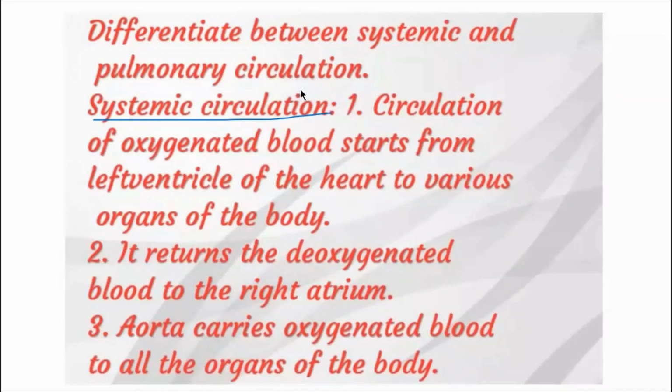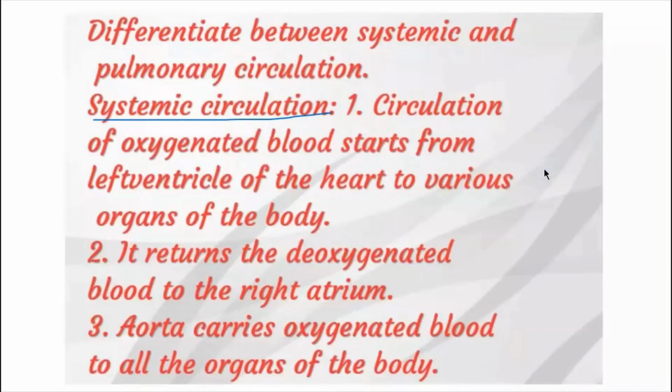This answer you should write in your notebook or you can mark it in your book itself. On page number 208, these types of blood circulation are given. You can mark it in the book or write it in the notebook. While writing, you have to draw the tabular column and write. So systemic circulation, this one.